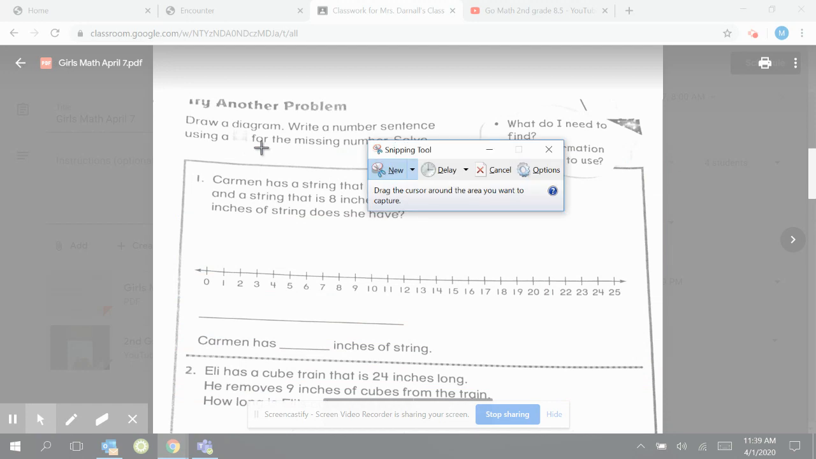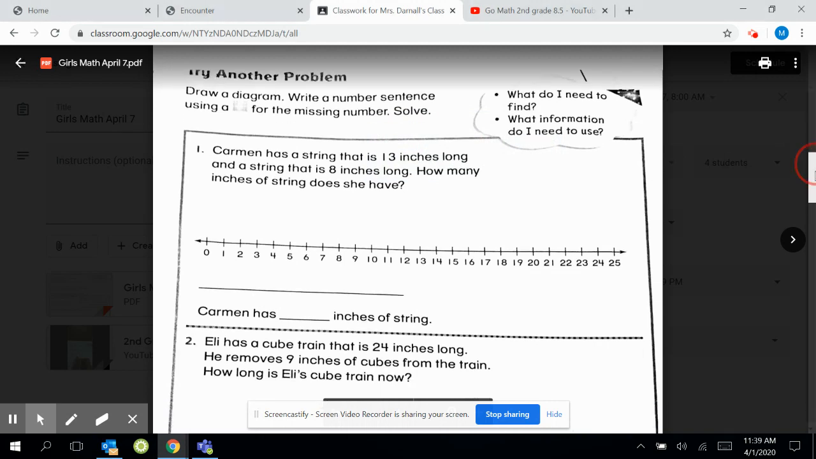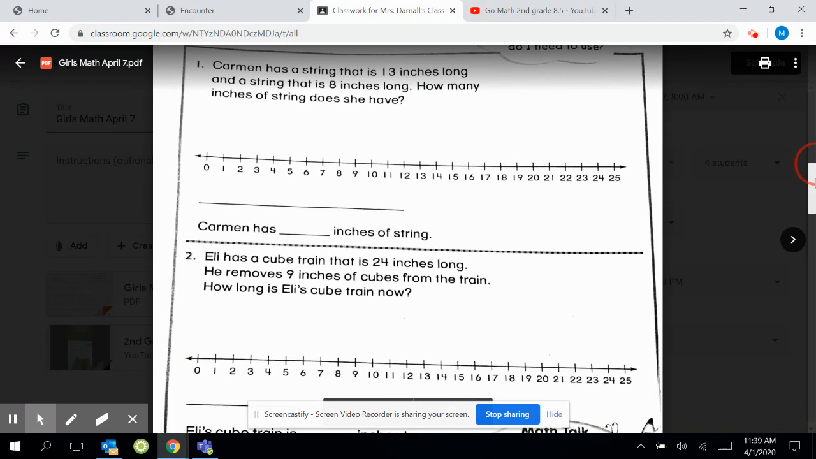Okay, let me see if I can do another one with you here. Oh boy, I don't want that one. I'm gonna realign here and see if I can get more of the page. Oh, okay. I guess that works.